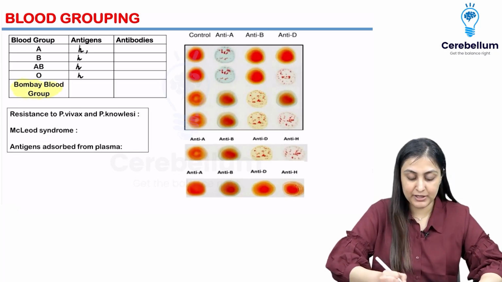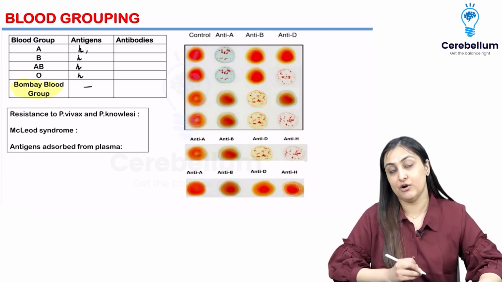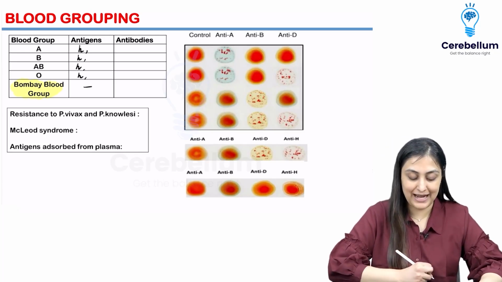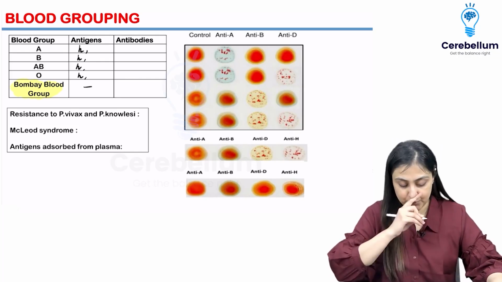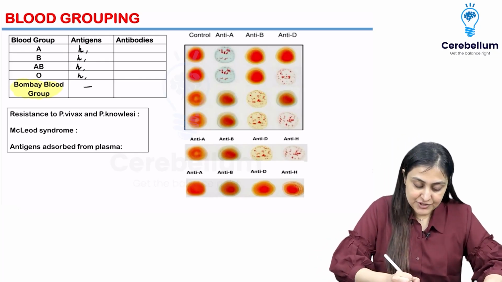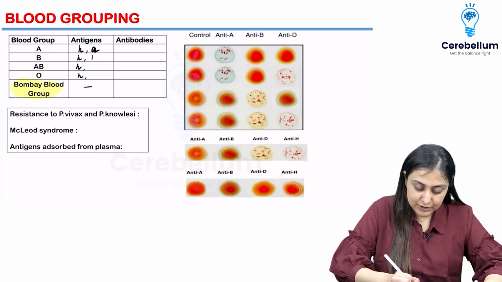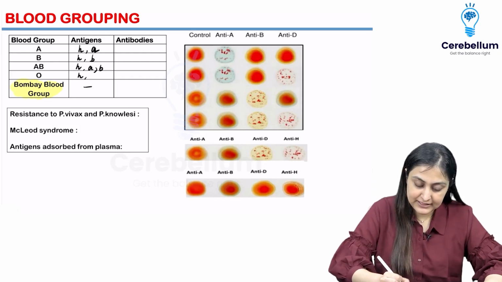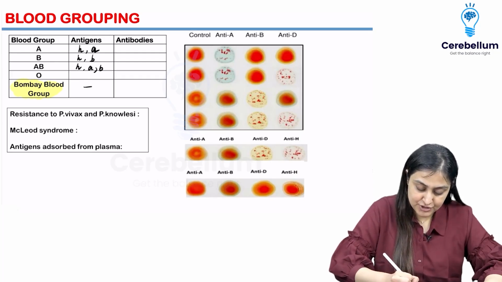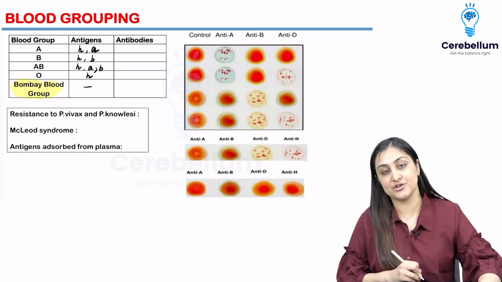The exception is Bombay blood group, which does not have any antigen. So that's what you want to remember, that all antigens are present in all of these blood groups. Now what are the other antigens? On A we have A, on B we have B, on AB we have both, whereas in O we have nothing else, we just have H. Okay, so this is how we remember the antigens.